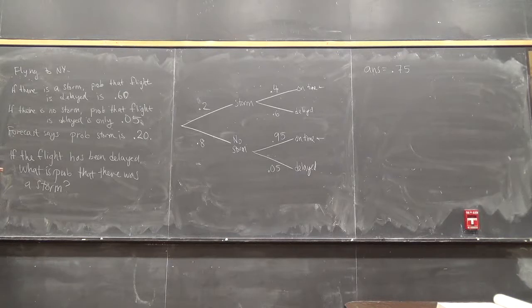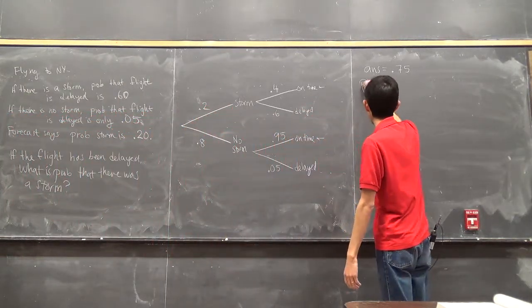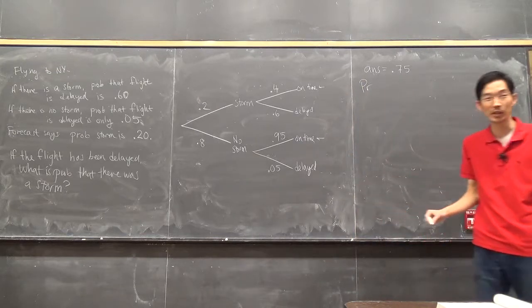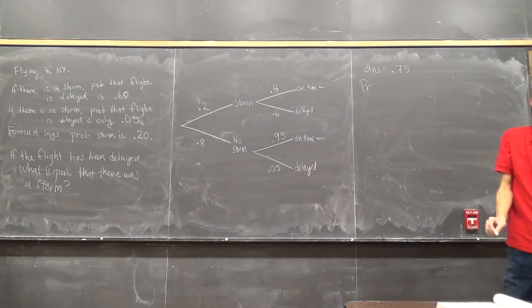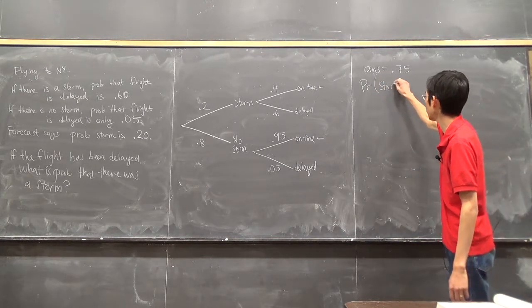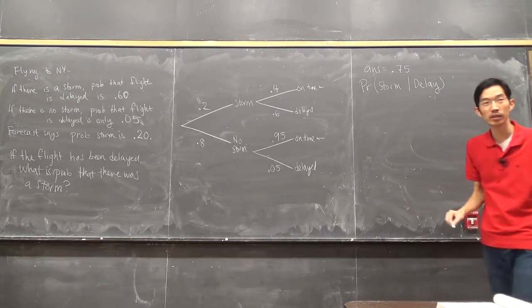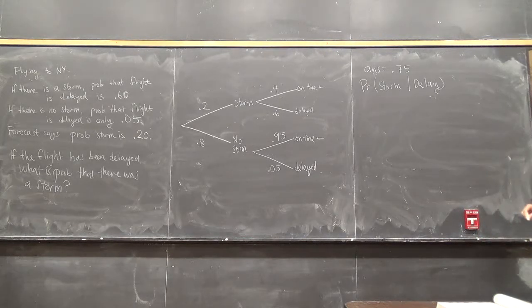All right. So in this case, we're saying if the flight has been delayed, what's the probability that there was a storm? How can I write this symbolically, using a probability statement? What piece of information am I asking for, and what is given to me? So the probability of a storm given delay. Yeah, so we're looking for the probability of a storm given a delay.